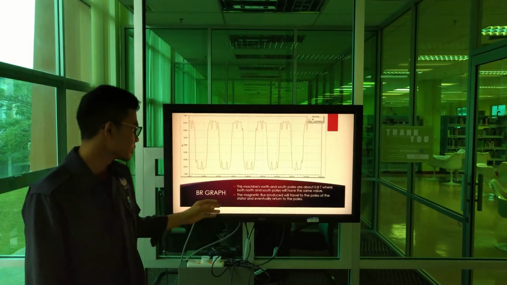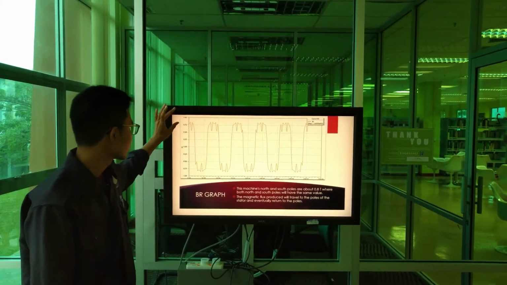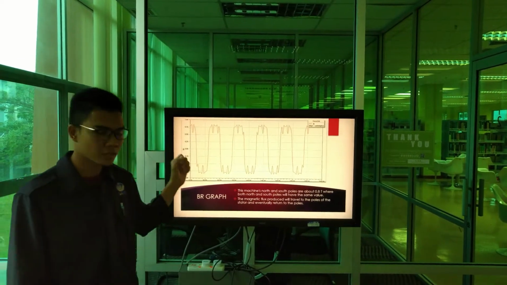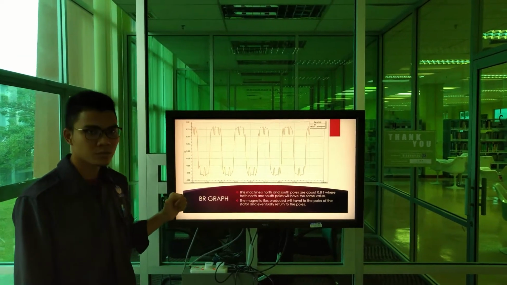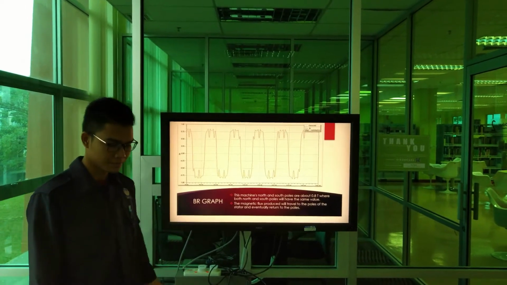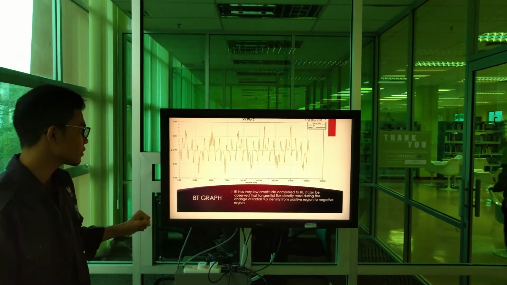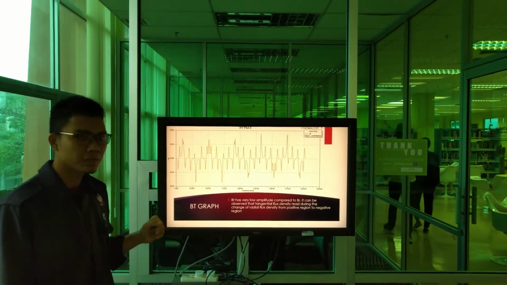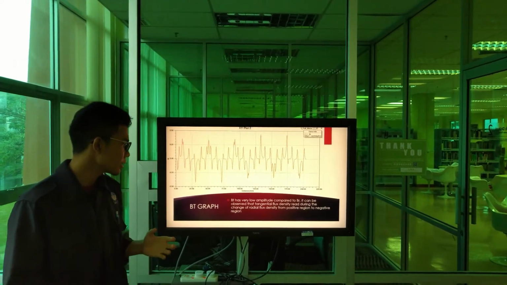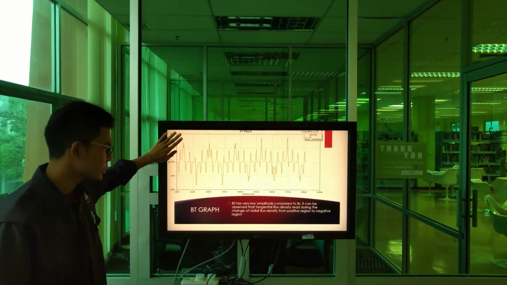For the VR graph, the machine's north and south poles are about positive 0.8 and negative 0.8, where both north poles have the same value. The magnetic flux produced travels to the poles of the stator and eventually returns back to the poles. Next is the BT graph. The BT graph has a very low amplitude compared to VR. It can be observed that the tangential flux density changes as the radial flux goes from the positive region to the negative region.